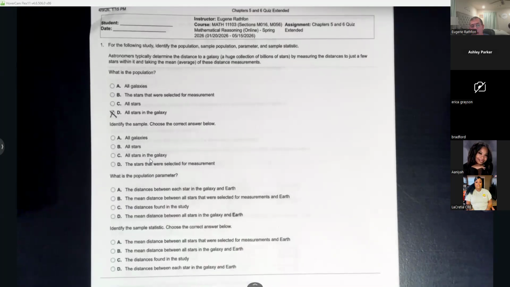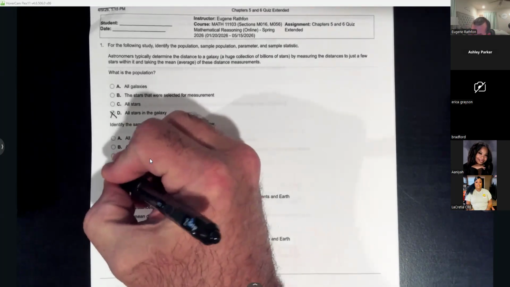Now they want me to identify the samples. So y'all, it's impossible for me to measure the distance of every star in the galaxy. So my sample would be all the stars in the galaxy that I selected for my measurement. So that would be D on this one.